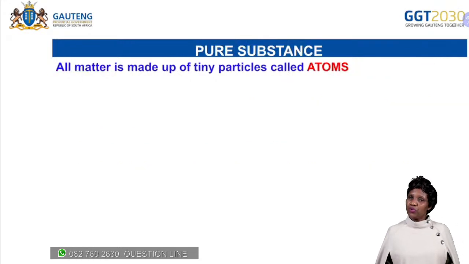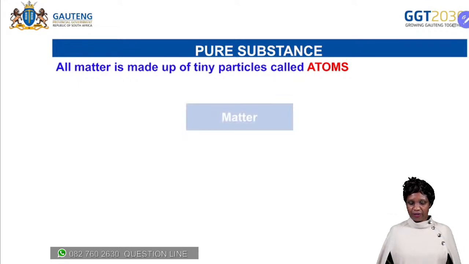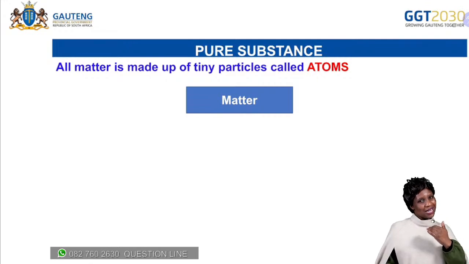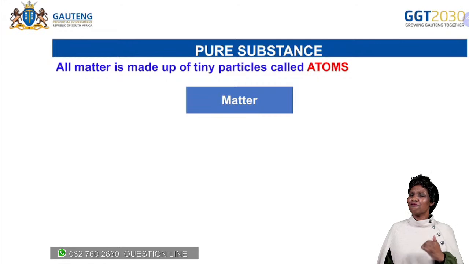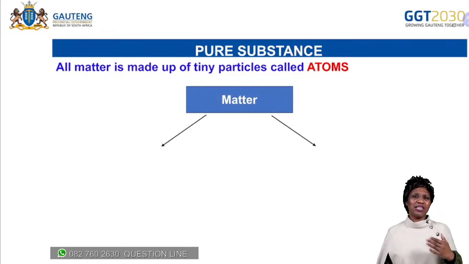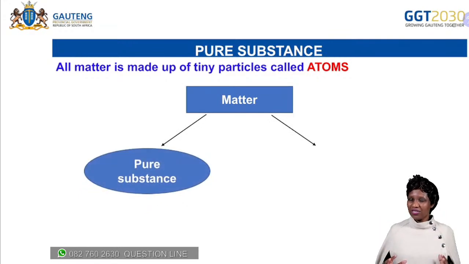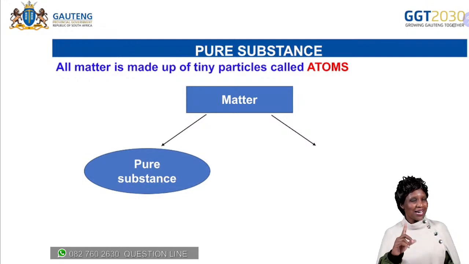And then pure substance. So when you are looking at pure substances, all matter is made up of tiny particles called atoms. And then you can ask yourself, what is an atom? This is the smallest building block of matter. It brings us to matter now. If we need to define matter, what do you think matter is, grade 8? Matter is anything in the world that occupies space and has a mass. That is matter. Do you get it?